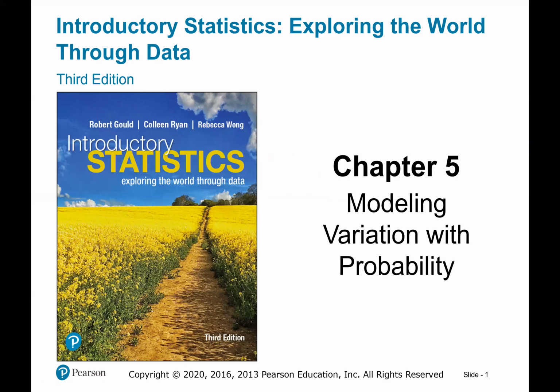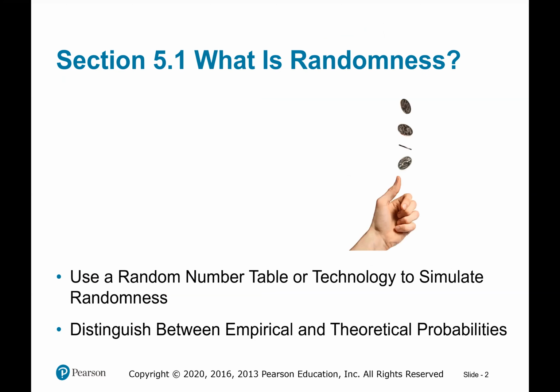Hi everyone. Today I'm going to talk about chapter 5, modeling variation with probability. Let's work on section 5.1. In this section, we're going to talk about randomness. So what is randomness? We're going to use a random number table or technology to simulate randomness.